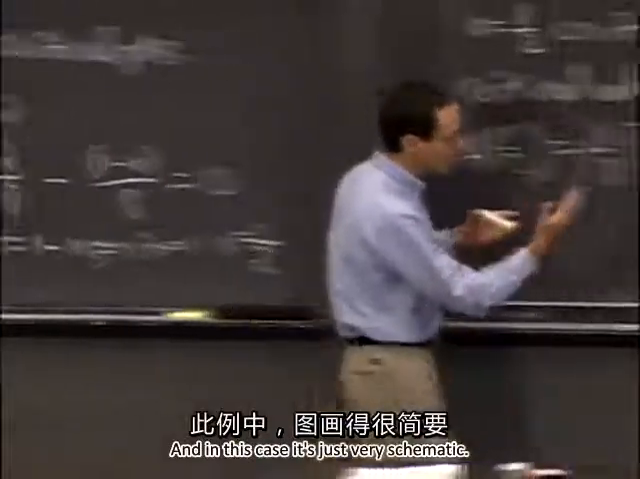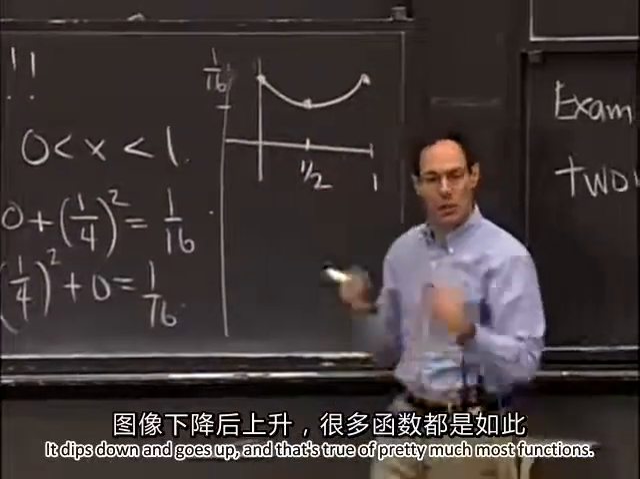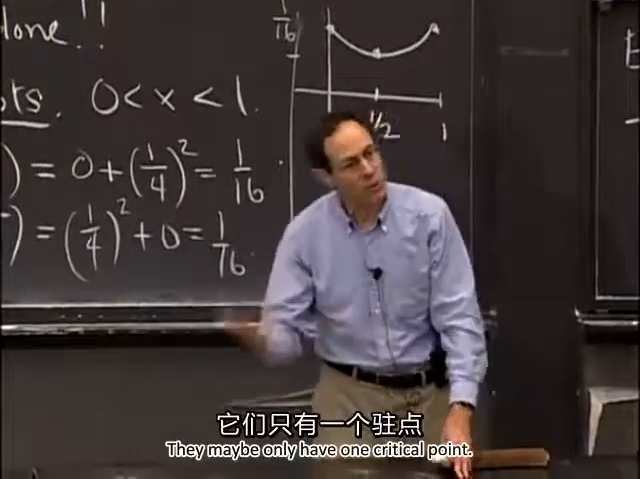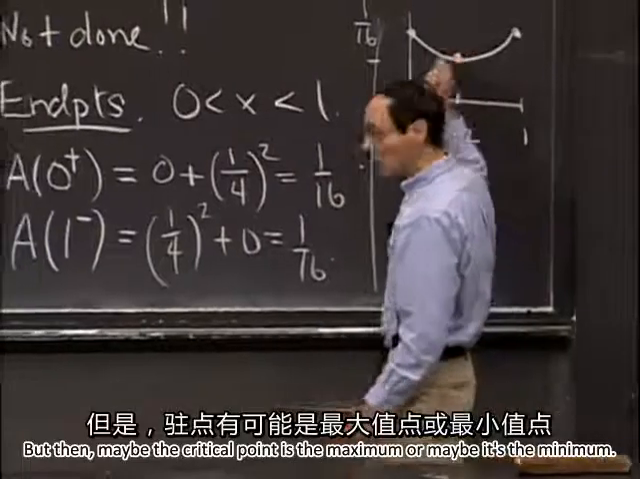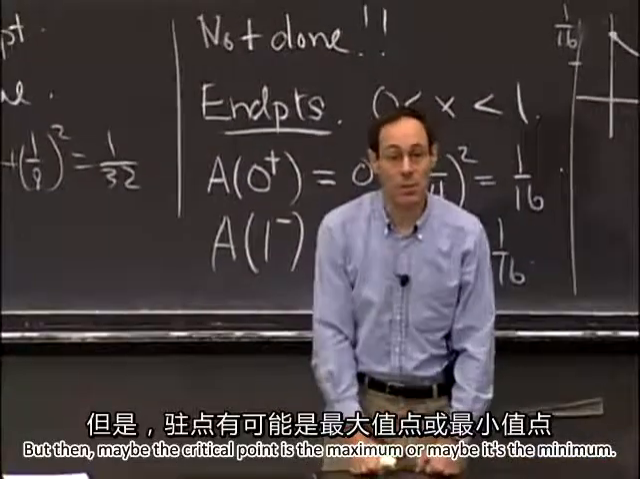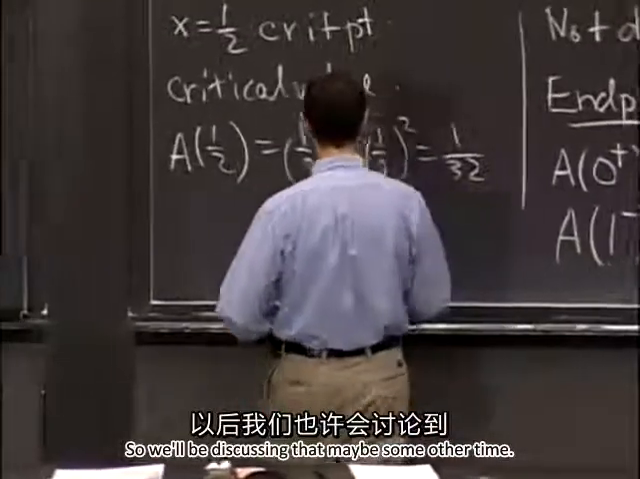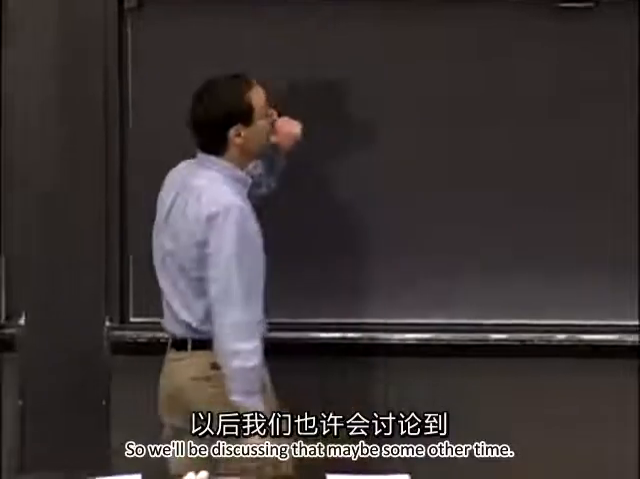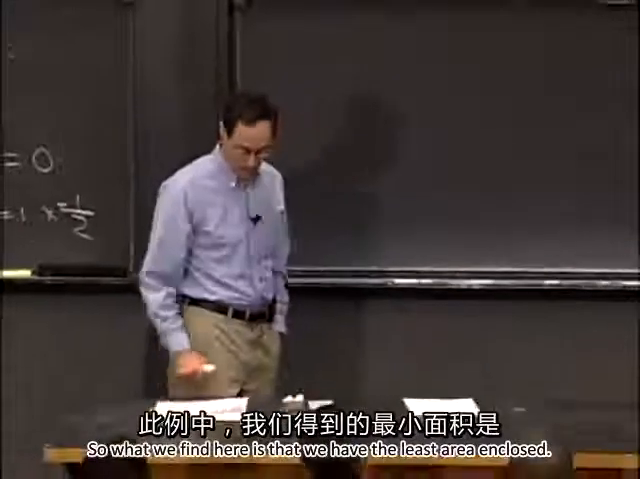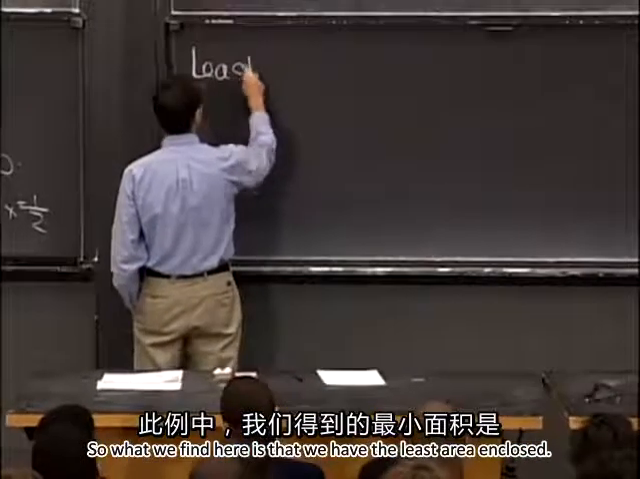And in this case, it's just very schematic. It dips down and goes up. And that's true of pretty much most functions. They're fairly simple. They maybe only have one critical point. They only turn around once. But then maybe the critical point is the maximum, or maybe it's the minimum. Or maybe it's neither, in fact. So we'll be discussing that maybe some other time. All right? So what we find here is that we have the least area enclosed.